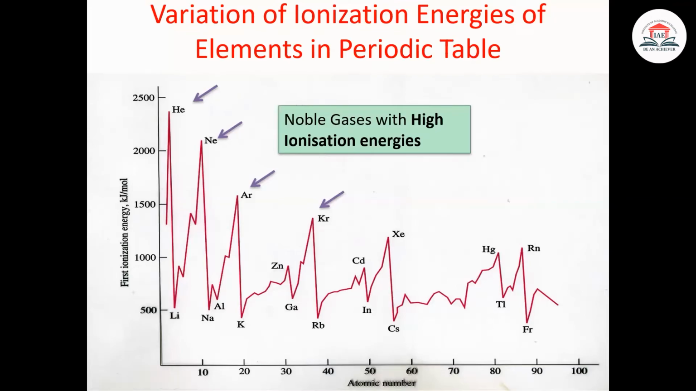But you can see this is not a linear graph. From lithium to neon, or say from sodium to argon, the graph is not linear. Why so? Because there are some exceptions.